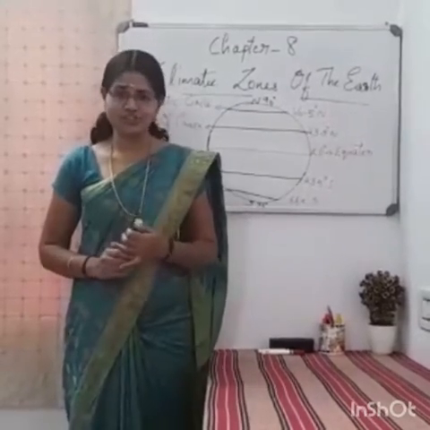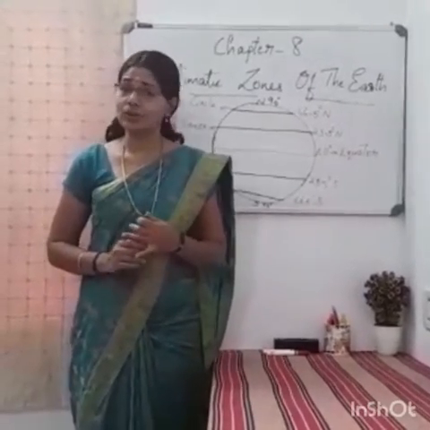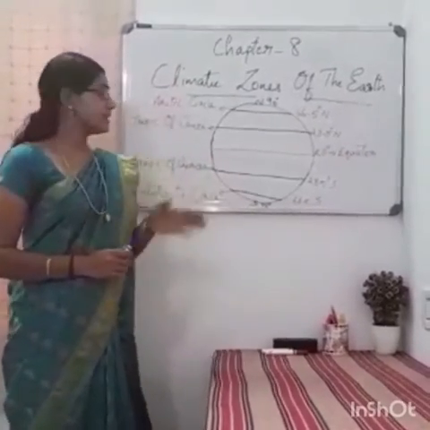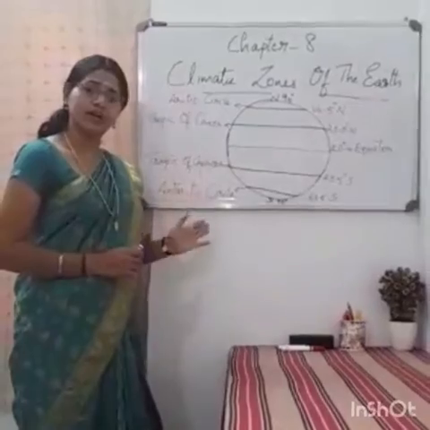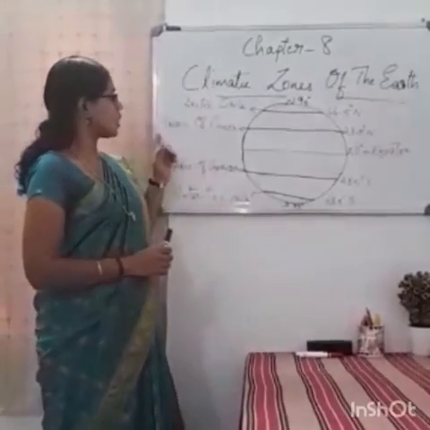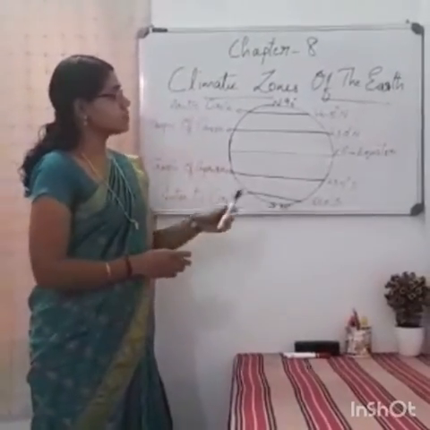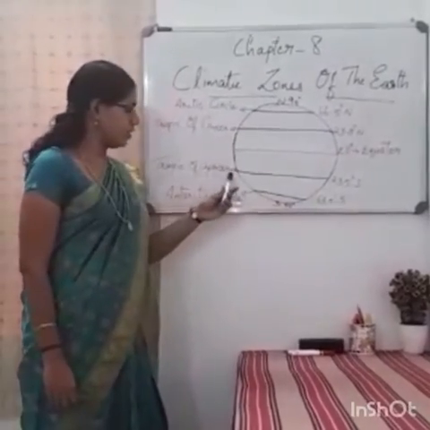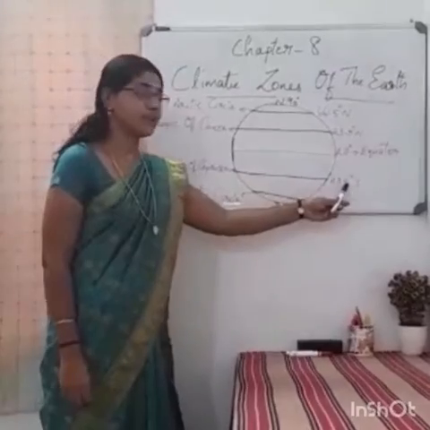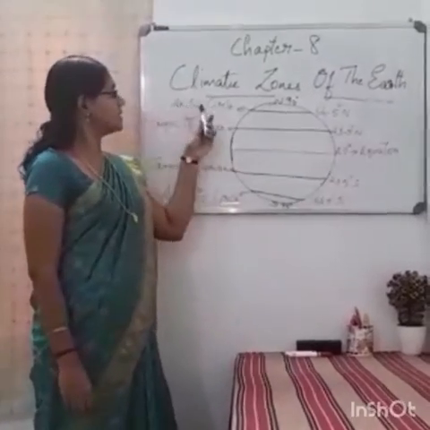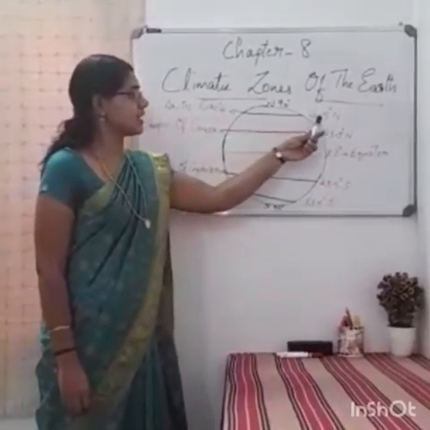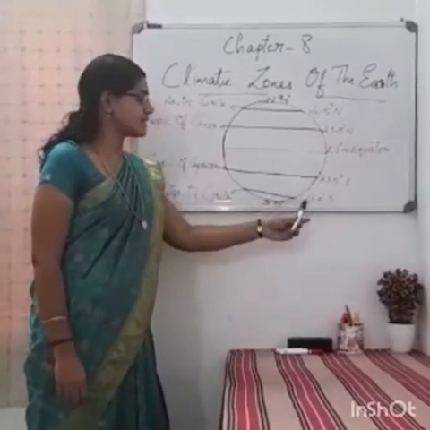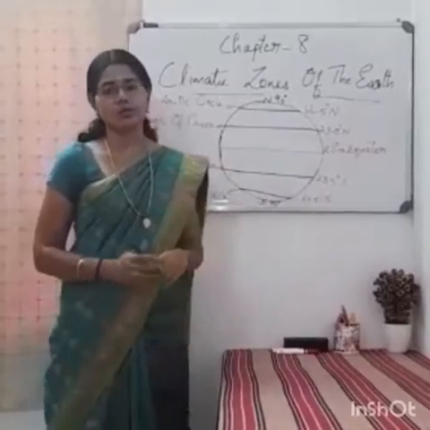Back to the third module of our chapter, Climatic Zones of the Earth. In the previous modules, we have learned about the major latitudes of the Earth. That is, Tropic of Cancer at 23.5 degrees north, Tropic of Capricorn at 23.5 degrees south, Arctic Circle at 66.5 degrees north, and Antarctic Circle at 66.5 degrees south.